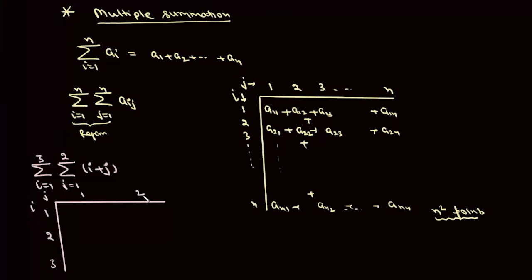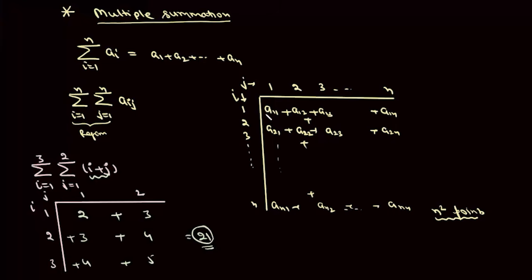So there will be a total of 6 elements. Now each element is i plus j. So 1 plus 1 is 2, 1 plus 2 is 3, 2 plus 1 is 3, 2 plus 2 is 4, 3 plus 1 is 4, and 3 plus 2 is 5. We just need to add all these elements. So this double summation of i plus j is nothing but the sum of all these elements along the grid, which comes out to be 21.